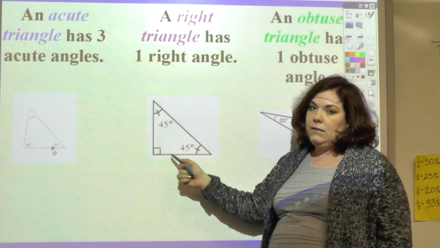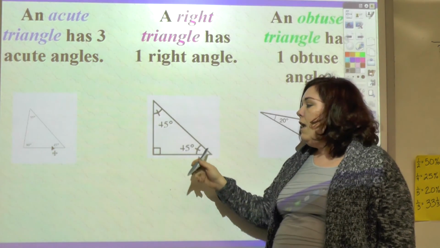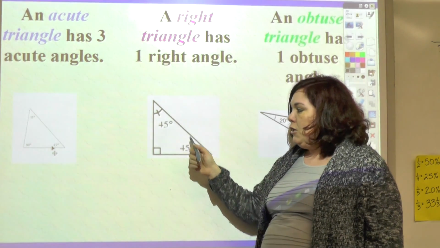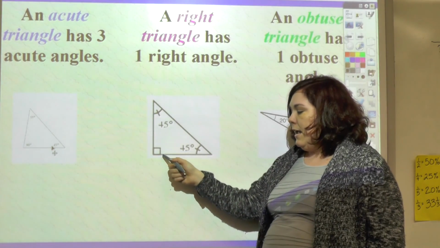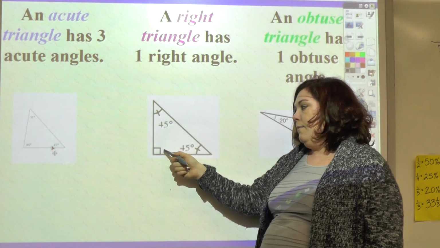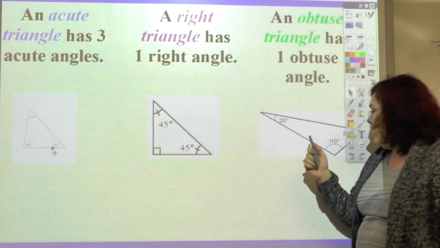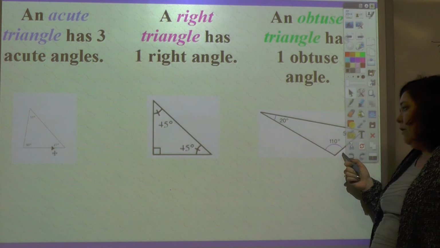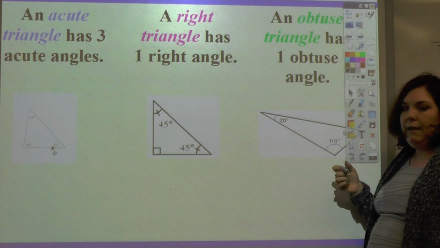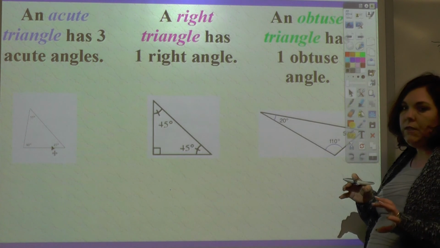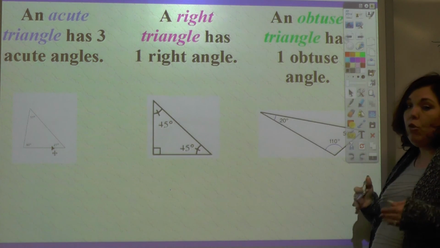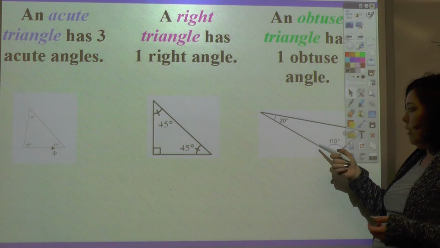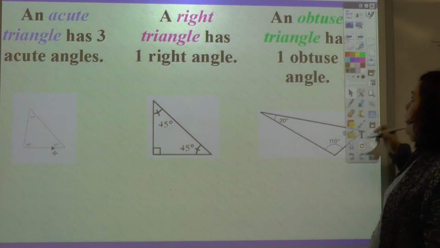It has this little box, and that means it has a 90-degree angle, and the other two add up to 90, so it is called a right triangle. And then an obtuse triangle has one obtuse angle, and the other two are acute. If you try to measure different angles, you'll see that it's impossible to have more than one obtuse angle. So the obtuse triangle has only one angle more than 90.